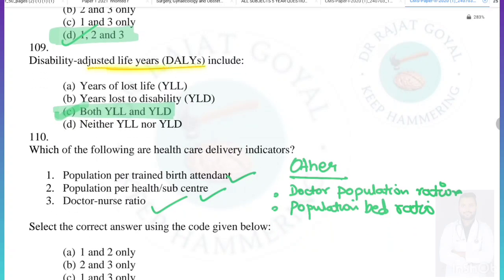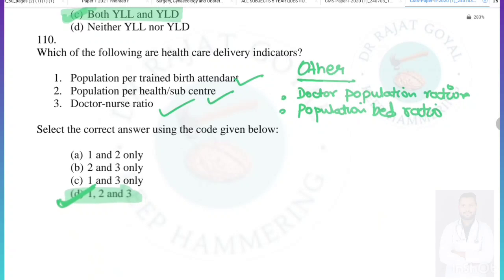Disability adjusted life year, DALY, includes YLL plus YLD. So answer here will be both C. Which of the following are the healthcare delivery indicators? Population per trained birth attendant, this is true. Population per health sub-center, this is true. Doctor and nurse ratio, this is also true. And others are doctor population ratio and population bed ratio. So answer here will be D.